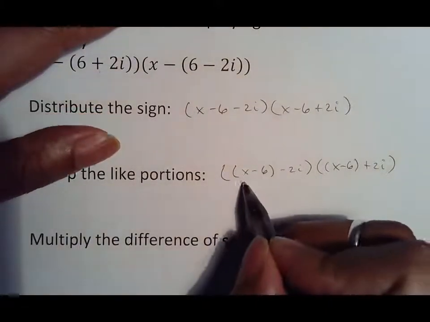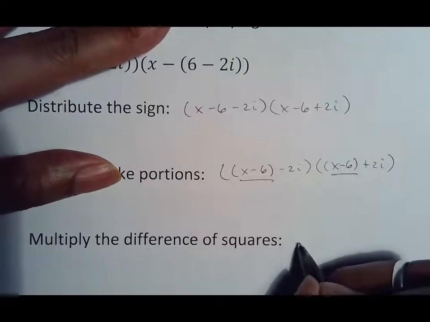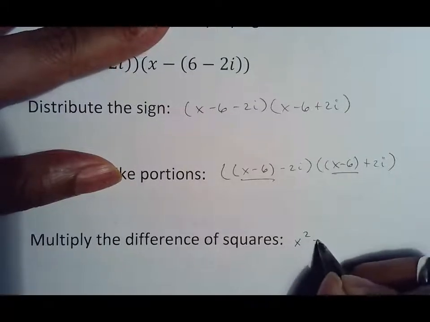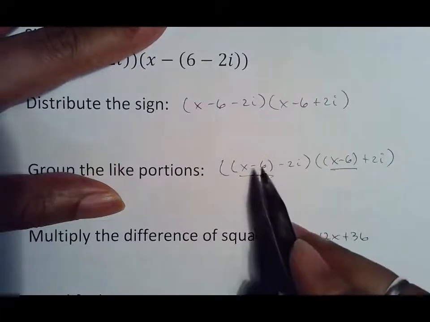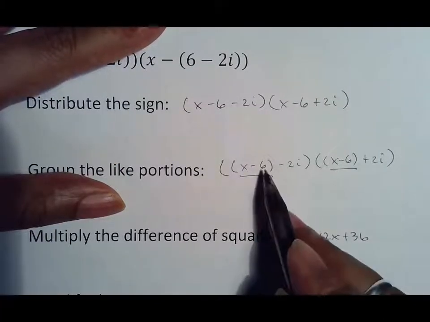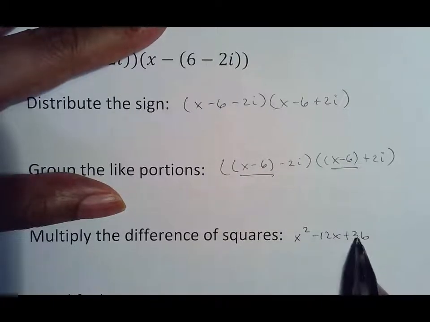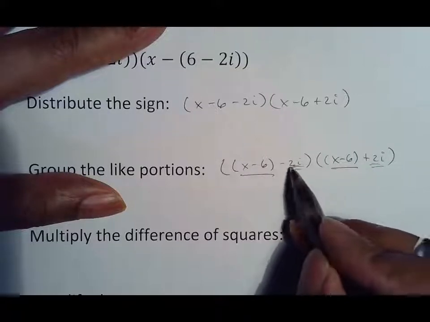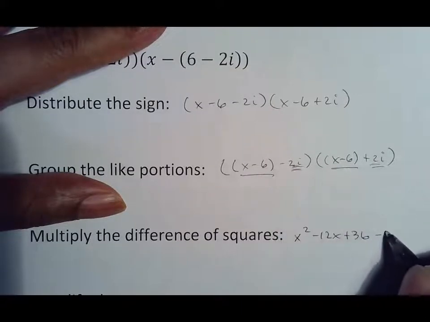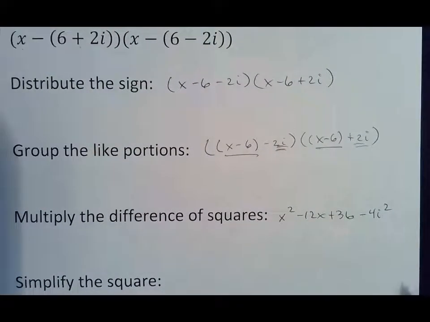So what happens is you're going to take front times front, which I just showed you how to do, which is x squared minus 12x plus 36. Again, where did I get that from? x times x, yes. Negative 6 plus negative 6, negative 6 times negative 6. And then when you multiply the back part, which is what we learned in our last lesson, the middle term goes away, so we get negative 4i squared.